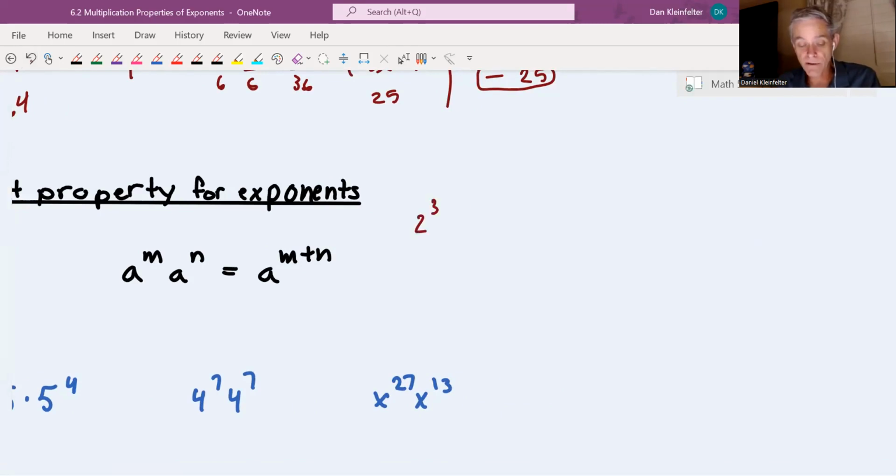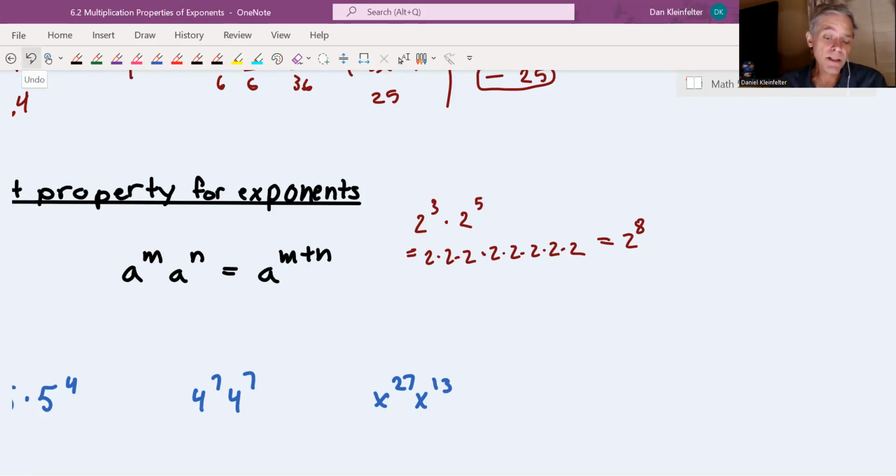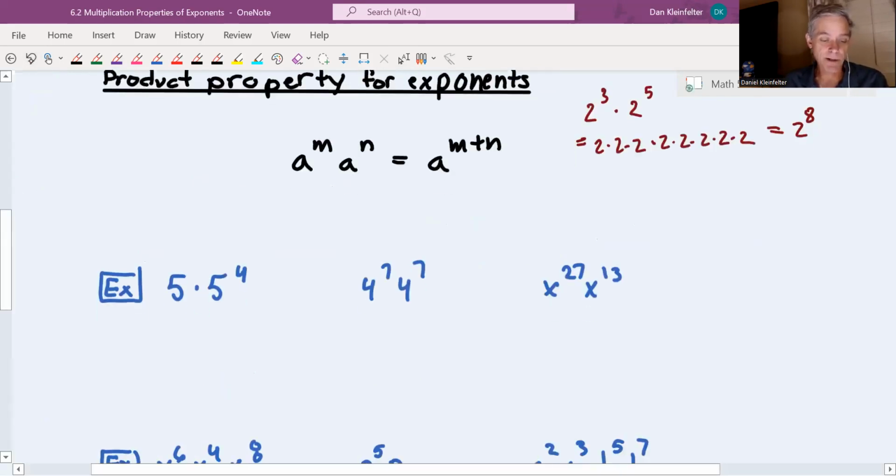If you had 2 cubed, and you were going to multiply that times 2 to the 5th power, and we were going to do this the long way. Well, the first one means we're multiplying together 3 2s. The second one means we're multiplying together 5 2s. How many 2s do I have altogether? 3 from the first one and 5 from the second one. 3 plus 5 is 8. That'll be the same as 2 to the 8th power. So this illustrates how you keep the same base and add the exponents.